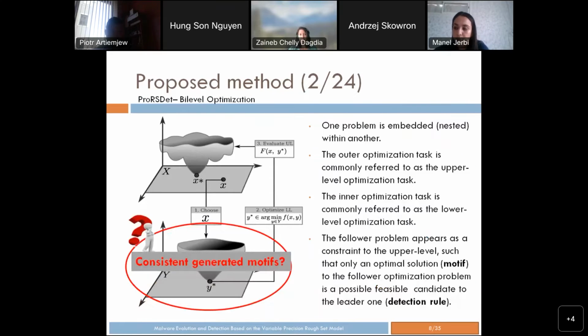Bi-level optimization can be introduced as a special kind of optimization where two problems are in mutual competition. The outer problem or the outer task, also referred to as the first layer, we will use to produce detection rules that try their best to escape the malicious motifs produced by the inner task or the lower level task.